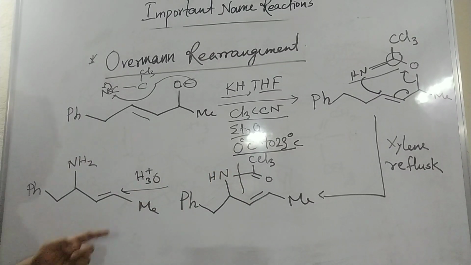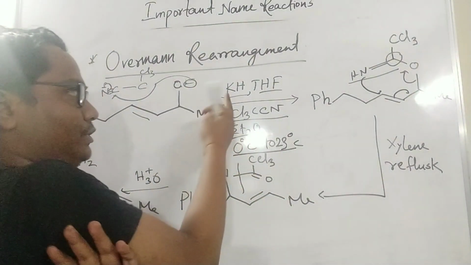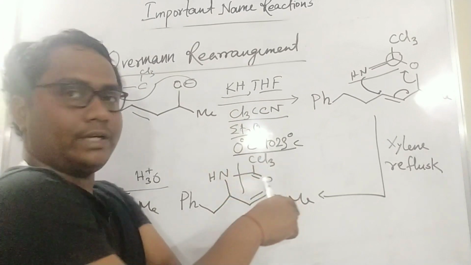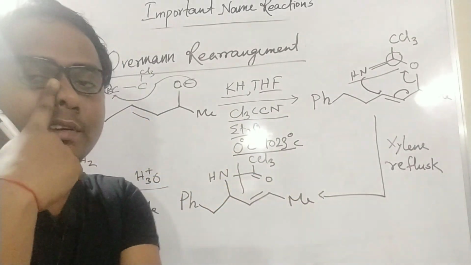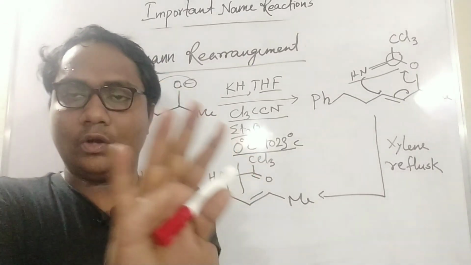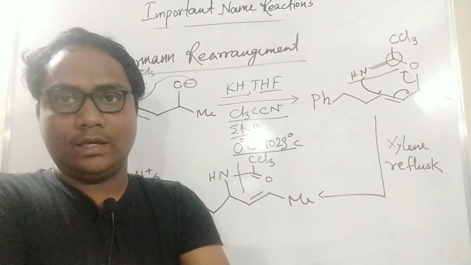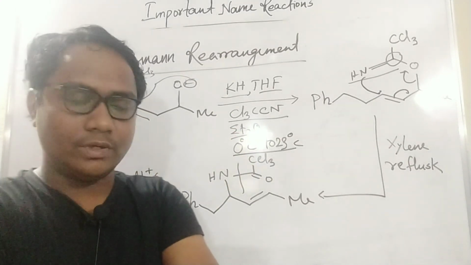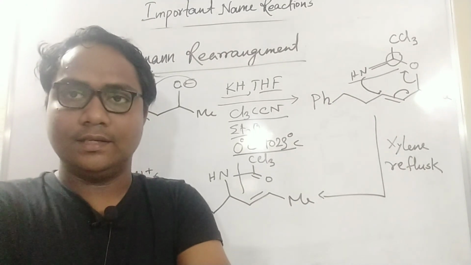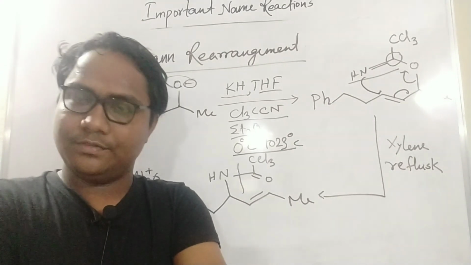So this is one of the most important examples of the Overman rearrangement. This way, if you see this potassium hydride and this trichloroacetonitrile, you can easily identify the reaction. Okay, so now I conclude these two types of reaction here. In this above series of lectures, I already discussed the Diels-Alder reaction and different types of Diels-Alder reaction and this name reaction. It is very important.